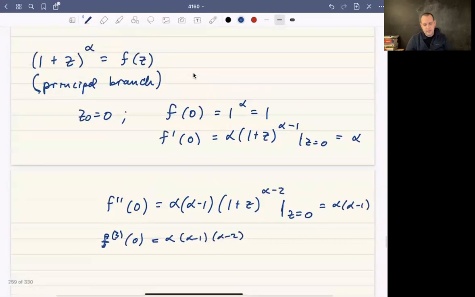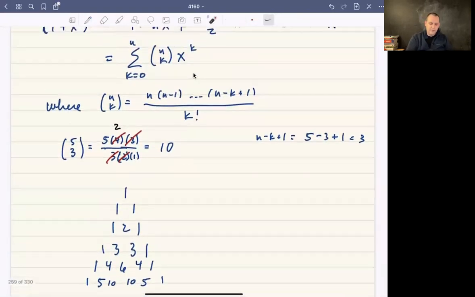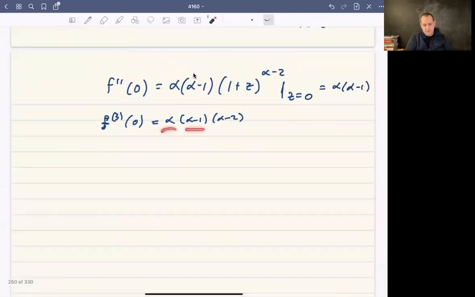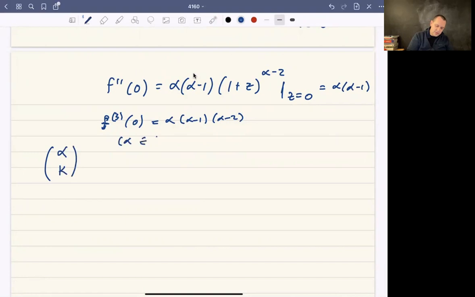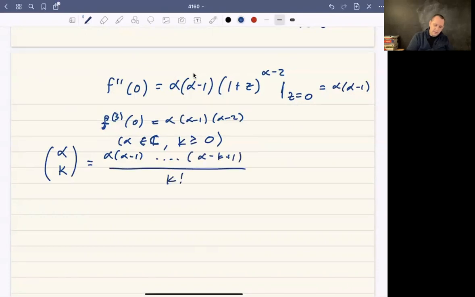And this looks a lot like what we had up here, where you have this n times n minus 1 times n minus 2 times n minus 3. Here we have alpha times alpha minus 1 times alpha minus 2. And so here what we're going to do is define alpha choose k, where alpha is a complex number and k is an integer greater than or equal to 0. And this is going to be defined the same way. This is going to be alpha times alpha minus 1 all the way down to alpha minus k plus 1, all over k factorial. Okay, and so alpha choose 0 is just 1.